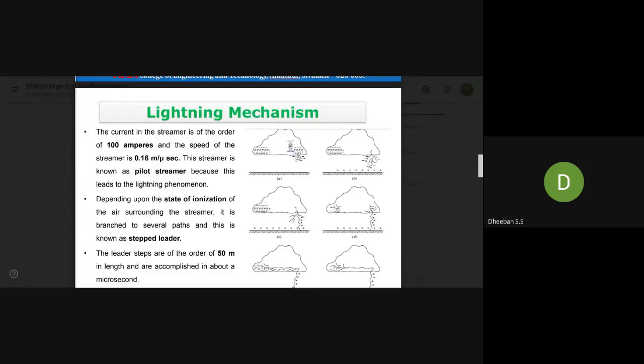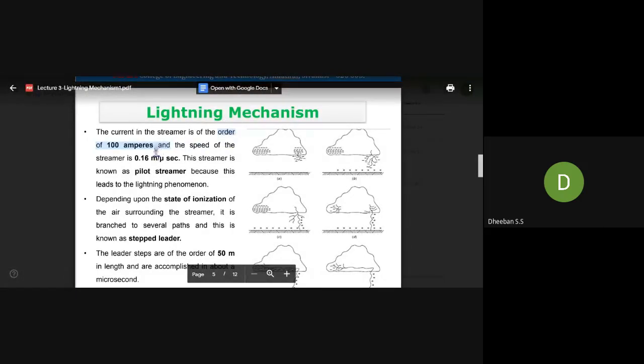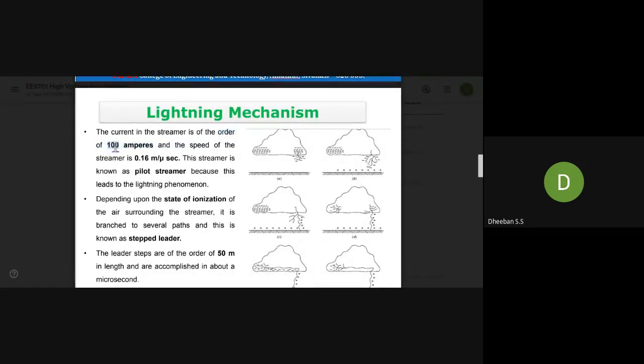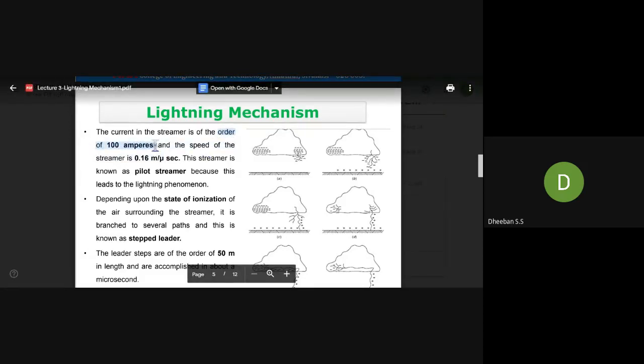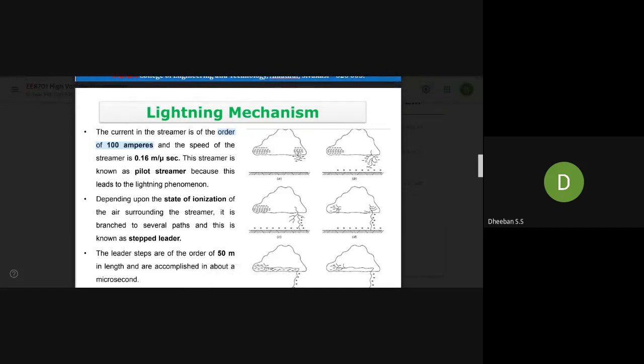This stream, that is the stream in your figure A, is said to be a pilot stream. Now you'll be seeing the characteristics of this pilot stream. So how will your pilot stream be? This pilot stream will be of very high current. I have already said, here they have given the order of 100 ampere. If they're giving order of 100 ampere, it means it will be around 10 power 100. So you have to take it like that. Order of, in the sense, means it will be 10 power something.